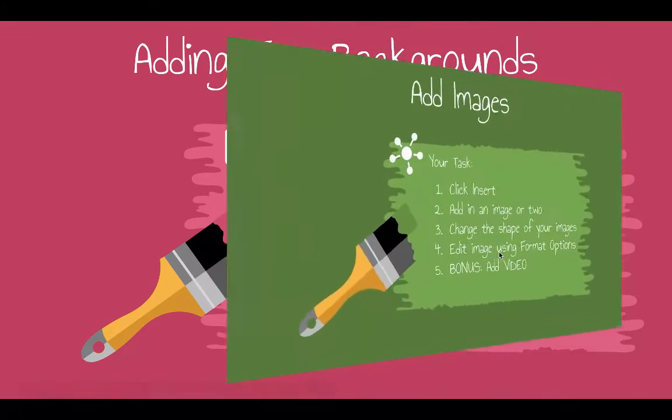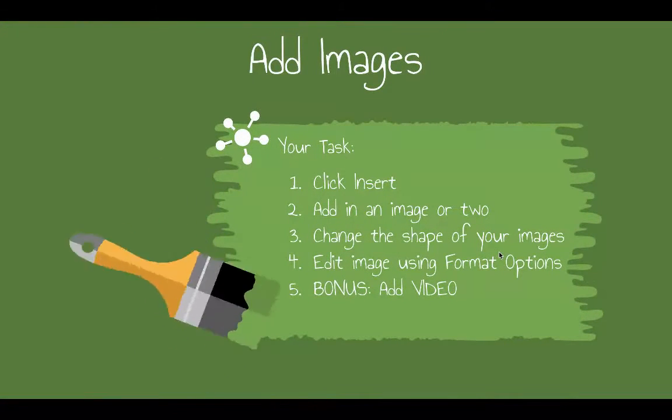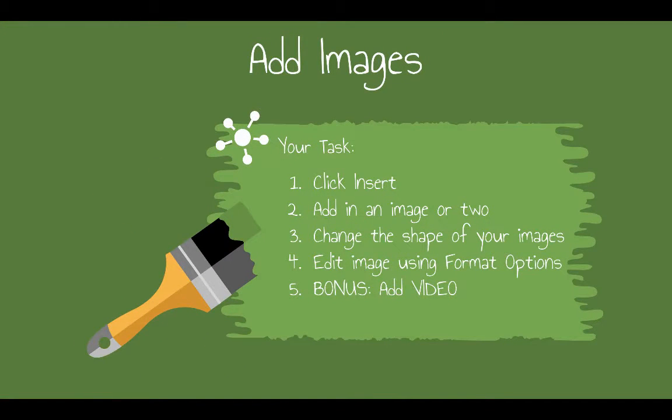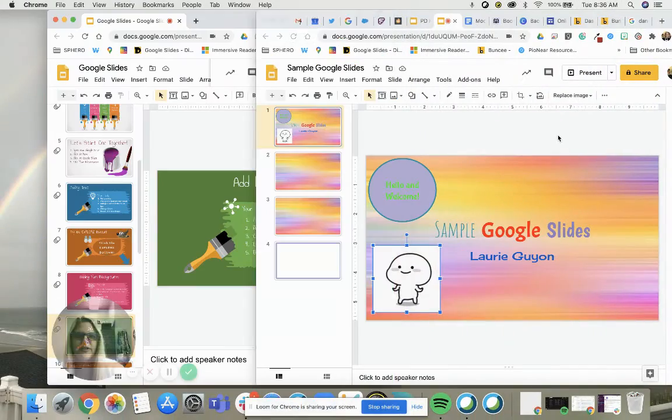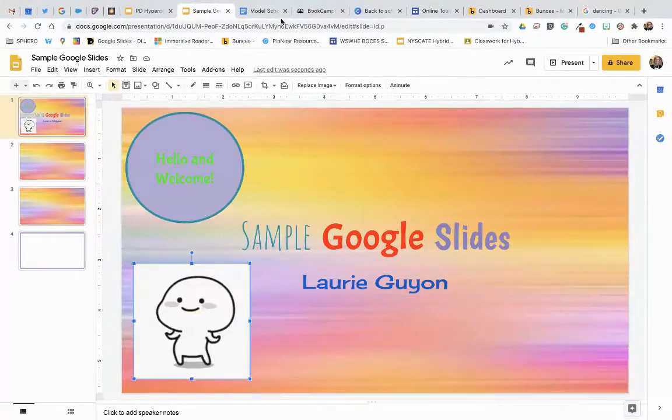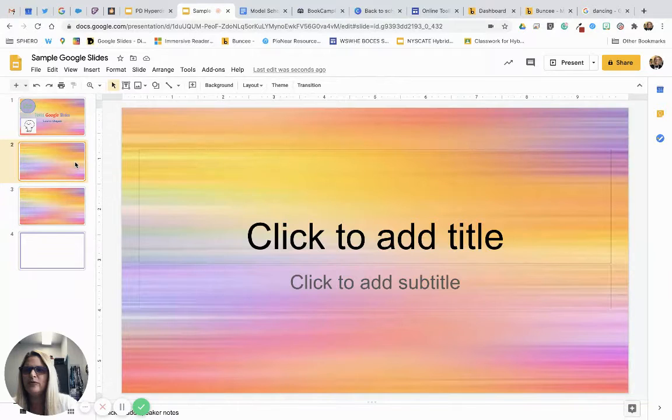So the next thing we're going to look at is adding images. And you saw me do one when I was doing the little GIF that we put in there, but we're going to click on an image and add in a picture or two and talk about shapes. And we're going to edit using some of the format options. So I'm going to go back into my slides. I'm going to go to a blank slide just so I can have a clean slate.